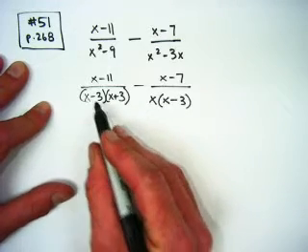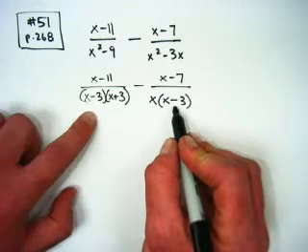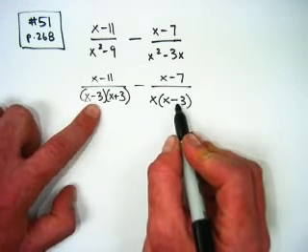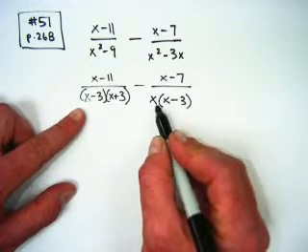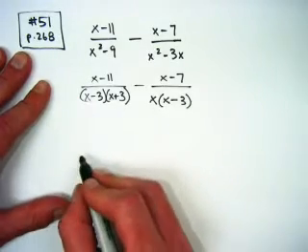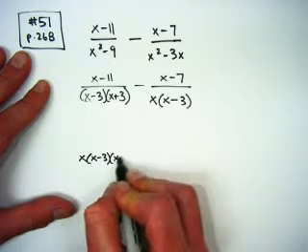Common denominator here, we have an x minus 3 and x plus 3. Another x minus 3 here, but it doesn't matter because we already had one there, so we don't have to do it twice because x minus 3 goes into x minus 3. Then we have an x here. So our common denominator is going to be x times x minus 3 times x plus 3.